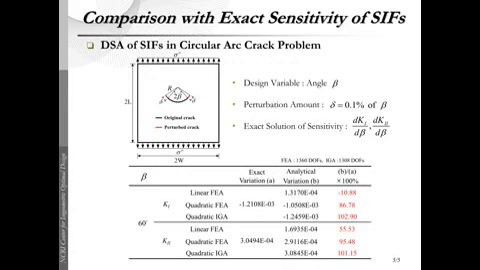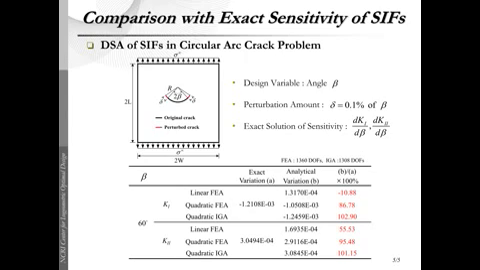The figure on the left shows the design variation of the circular arc crack. The design variable is selected as center angle beta, and the perturbation amount is 0.1% of the original center angle beta. Also, we obtain the exact solution of sensitivity by differentiating the exact solution of stress intensity factors with respect to beta. The table below compares the sensitivity obtained by the developed analytic method with the exact solution.